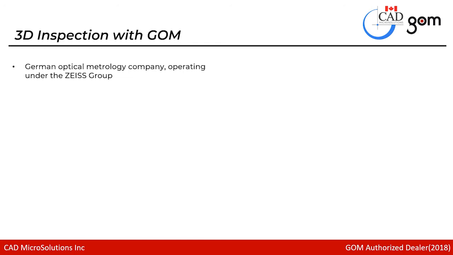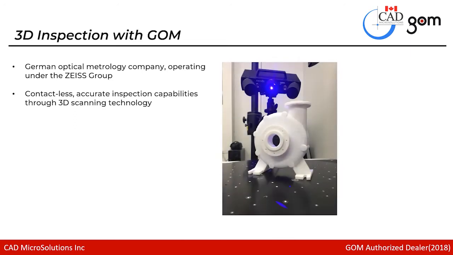So to start off, GOM is a German optical metrology company that is operating under the Zeiss Group, and they provide contactless, accurate inspection capabilities through 3D scanning technology that makes use of specialized camera setups and blue light fringe projection. So this method of scanning and measuring is known as optical metrology, and it offers rapid, high-resolution capture of data.